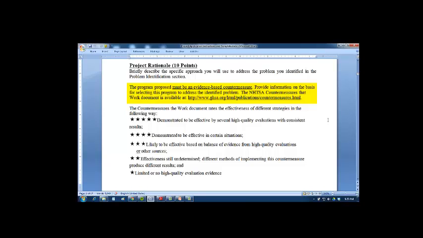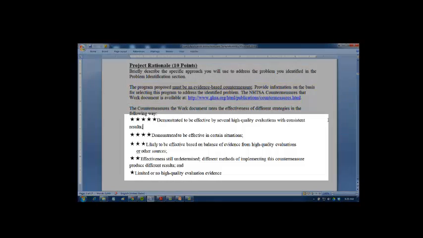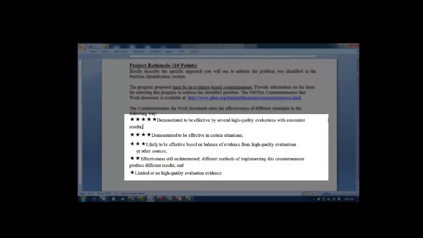And then it references here the NHTSA Countermeasures That Work document. So I think it would be a good idea to go and take a look at that for sure. It also looks like, because I've looked at the Countermeasures That Work document in the past, they've pulled right into this application instructions the actual rating system for the countermeasures. Jan, can you walk us through what these rating systems mean?